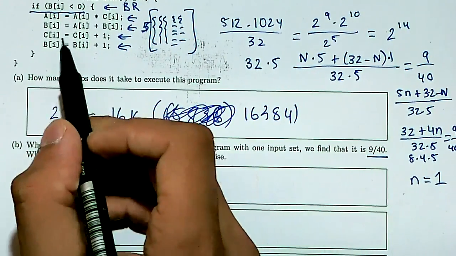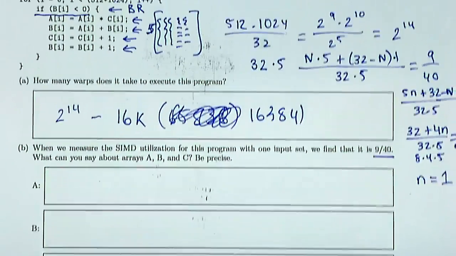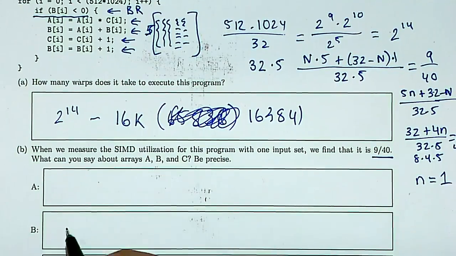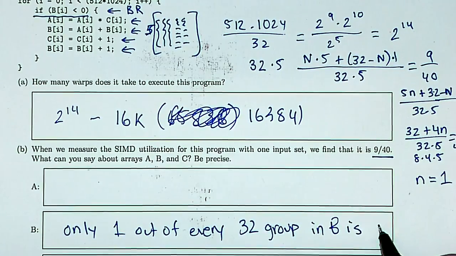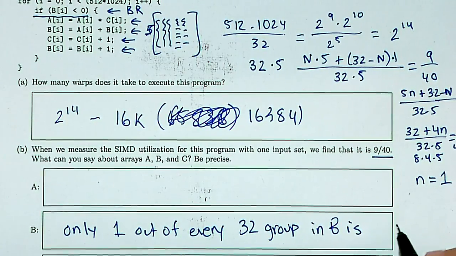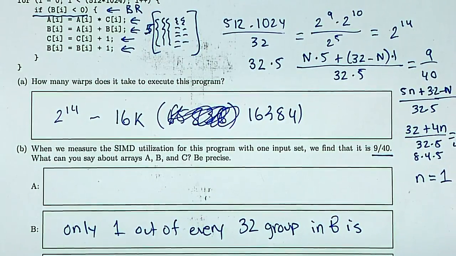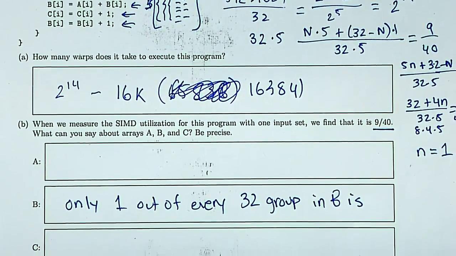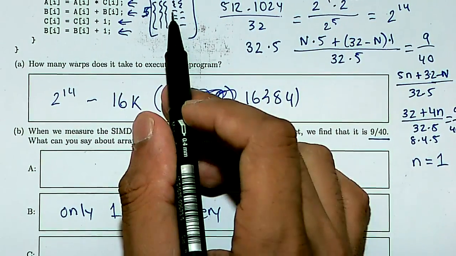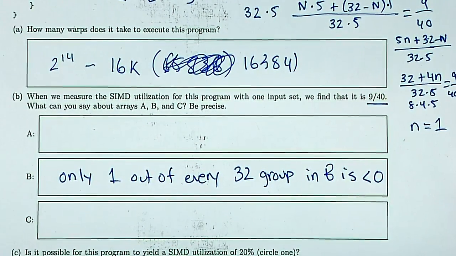So what this tells us is that out of every group of 32 elements of B, only one of them actually passes this conditional, right? So for B, we can say that for B[i] being less than 0, only one out of every 32 group in B is negative, and then it passes. You want the others to fail the conditional. So it fails the conditional if B[i] is greater than or equal to 0, right? Only one passes, the others fail. So in this case, it's 9 out of 40. Okay, so it's less than 0. Yeah, so only 1 out of every 32 group is less than 0. That's what we can say about B.